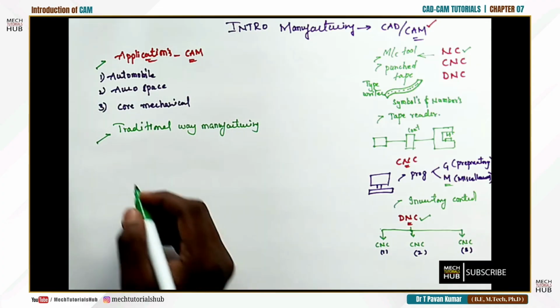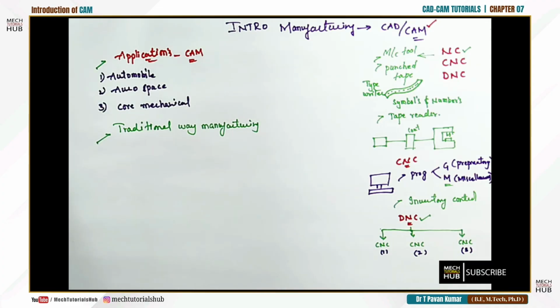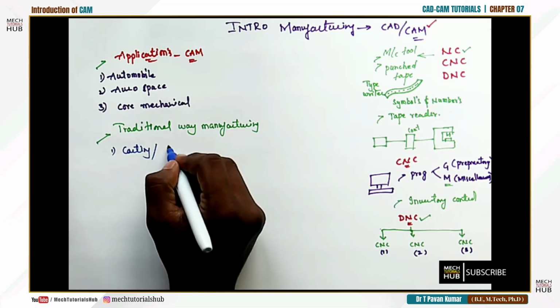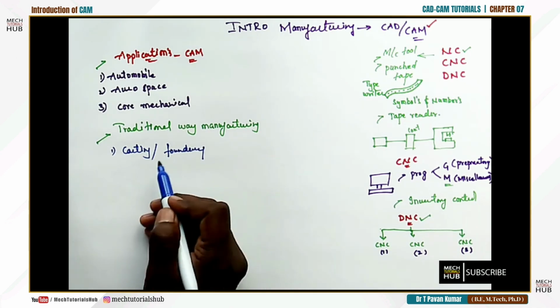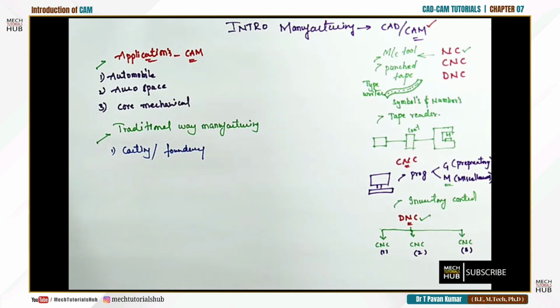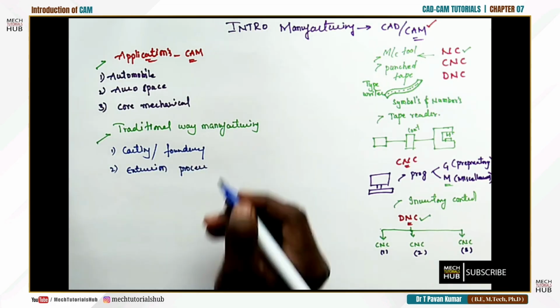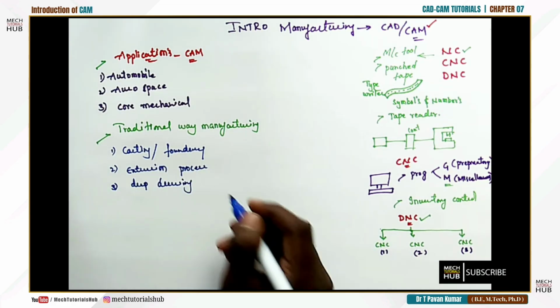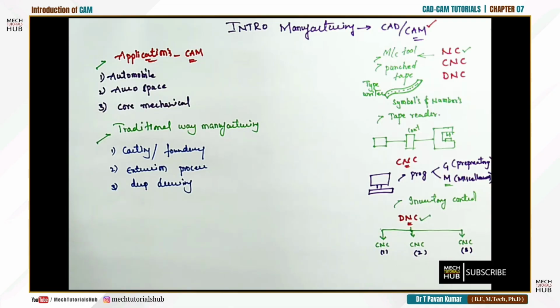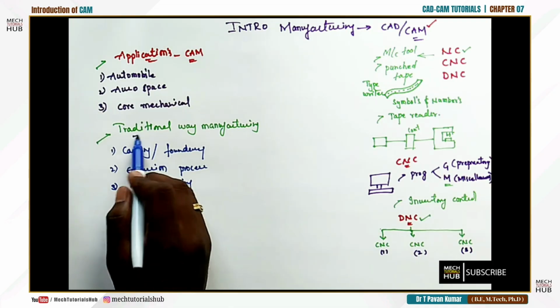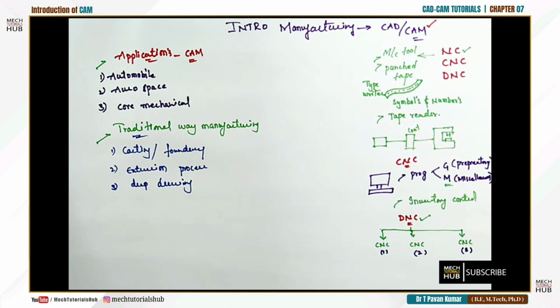When we talk about the traditional way of manufacturing, the first thing that comes to mind is the casting process, or you can call it foundry. In academics, if you talk about the casting process, we try to create a mold and pour the molten metal to get the desired component. Once we get the desired component and it is solidified, we try to do finishing and use it for the required operation. This is one way, or you can take the extrusion process as one of the ways, or maybe a deep drawing process. Likewise, you have many other ways of creating a component. This is what we call the traditional way of manufacturing.